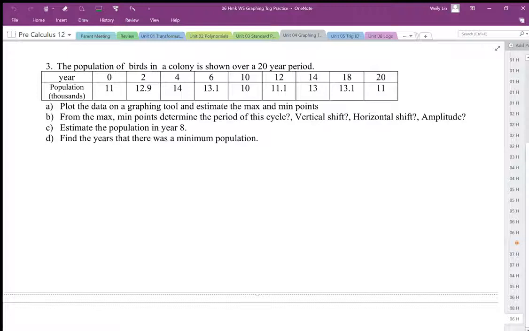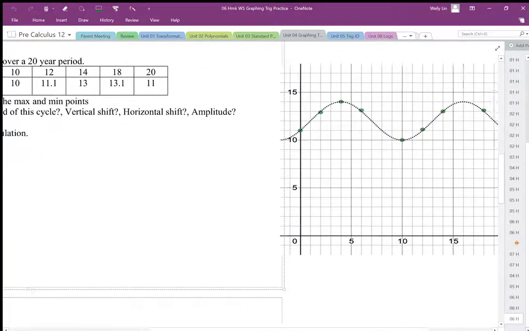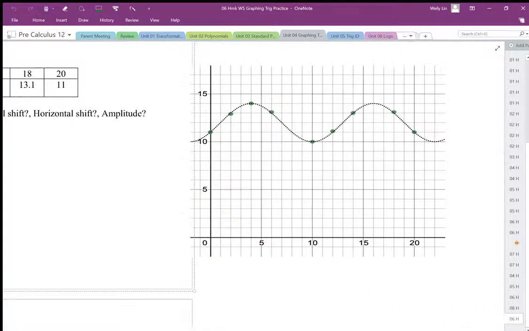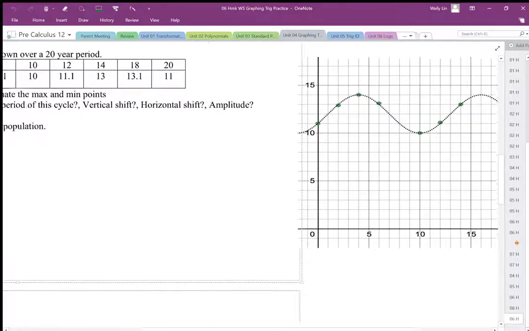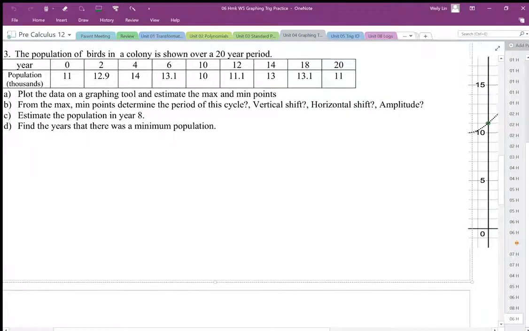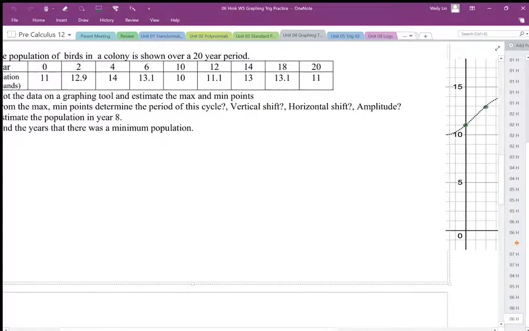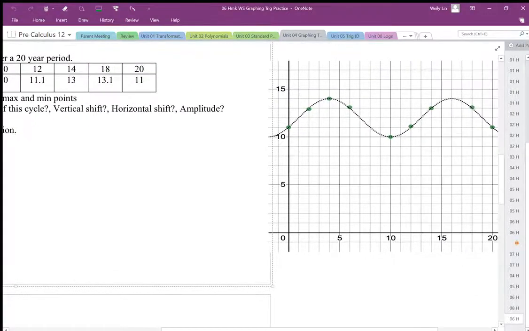Question number 3, we've been given some data and you're being asked to graph this on a graphing tool. So using Desmos, I've plotted the points here, and this is what the points are going to look like. To find the equation of this graph and to answer the questions, we basically need the amplitude, the vertical shift, the horizontal shift, and the period. And the key to doing that is we want to be able to identify min and max points.